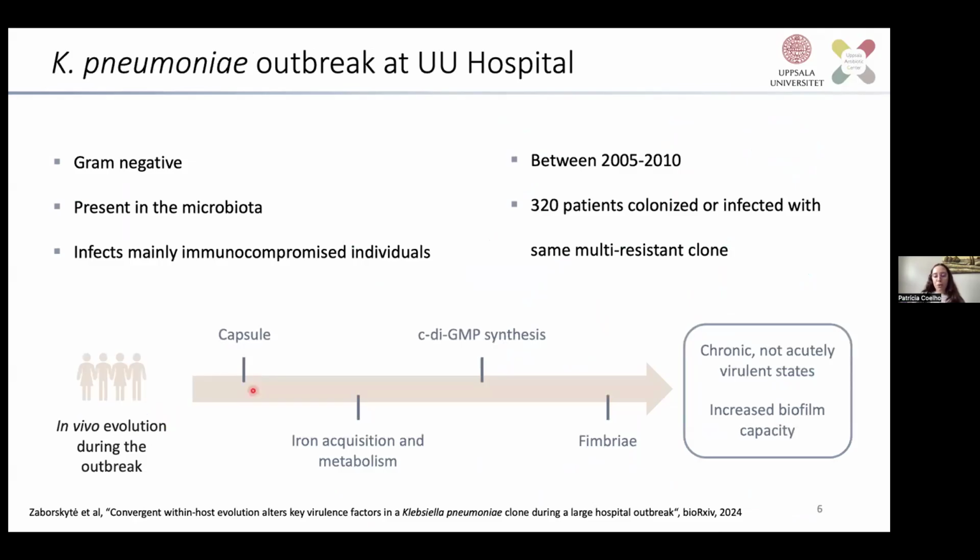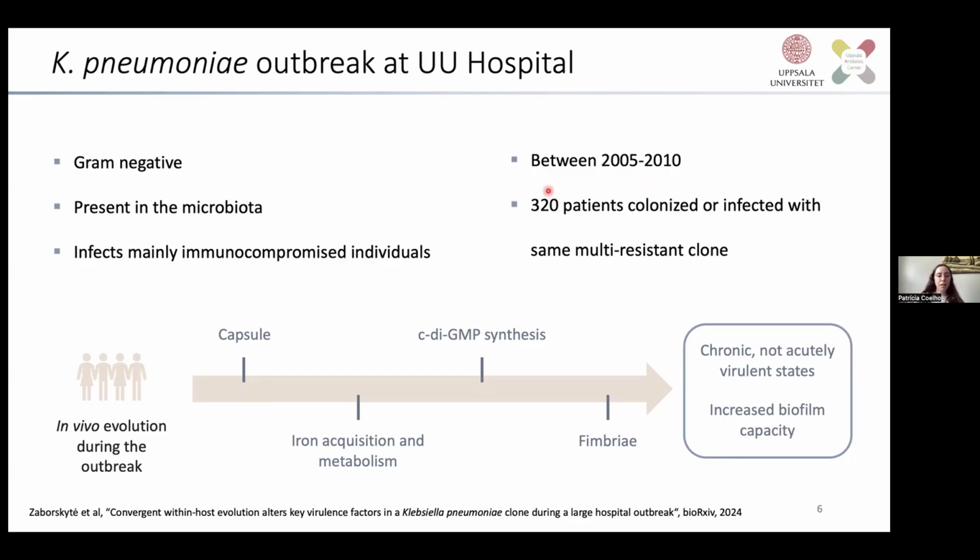And why did we choose to study Klebsiella pneumoniae biofilms? So Klebsiella is a gram-negative bacterium that is naturally present in the microbiota, and it is an opportunistic pathogen. So it mainly infects immunocompromised individuals. However, between 2005 and 2010, there was a Klebsiella pneumoniae outbreak at the Uppsala University Hospital, where it's estimated that about 320 patients were either colonized or infected by the same multi-resistant clone.